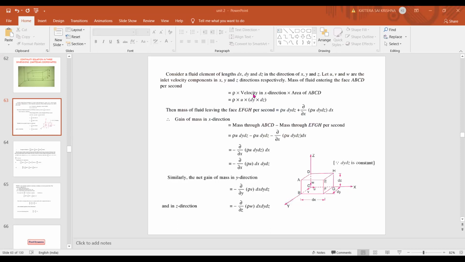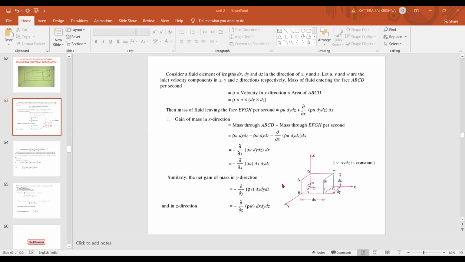Right? So please slowly write down up to this: the mass of the fluid entering ABCD per second is rho into u into dy into dz, where rho is the density of the fluid, u is the velocity in x direction, and dy into dz is the area of ABCD. Now, after the mass has started entering here, we need to check how much mass is coming outside. So the mass of fluid leaving the face EFGH per second is equal to.